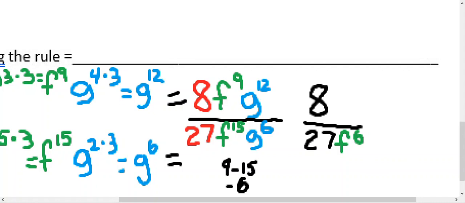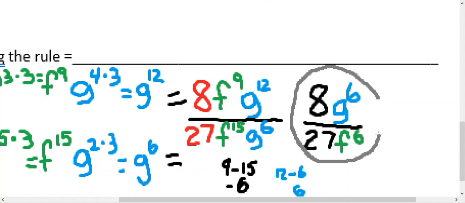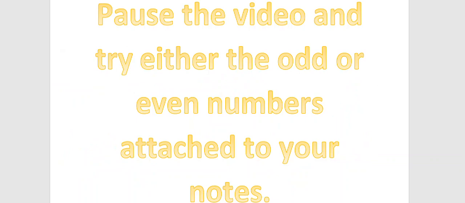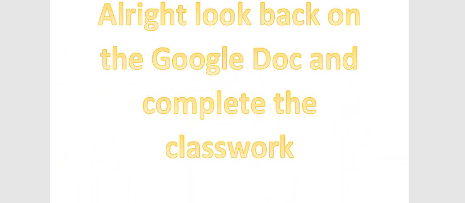Now I can do my g, and I see my g there. I do numerator minus denominator, 12 minus 6, and I know 12 minus 6 is 6. And that's a positive 6, so I can put that in my numerator. So that would be g to the 6th power. So my final answer is 8 times g to the 6th power over 27 times f to the 6th power. All right, pause the video and try either the odd or even numbers attached to your notes. Check with me when you are finished. All right, look back on the Google Doc and complete the classwork.